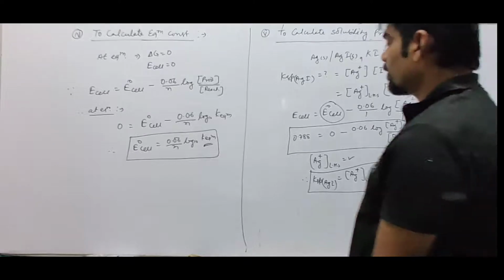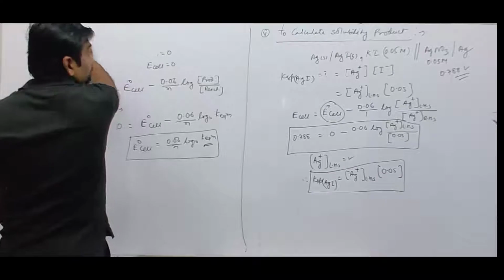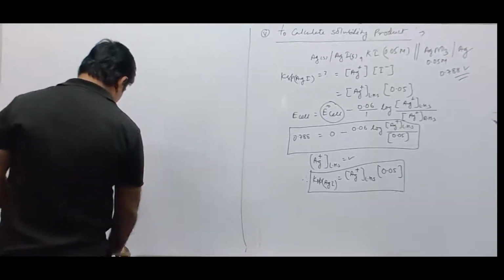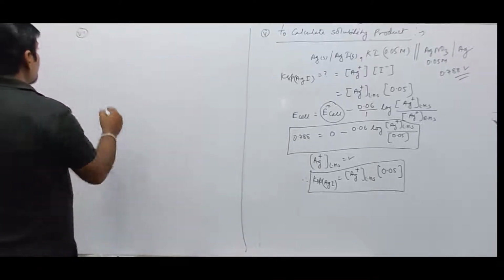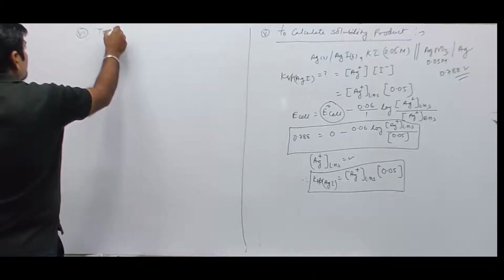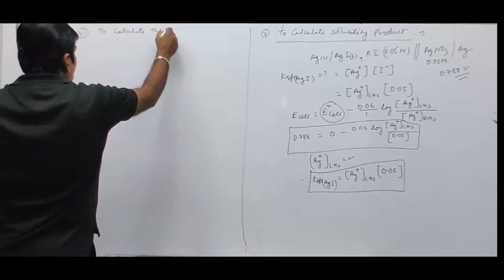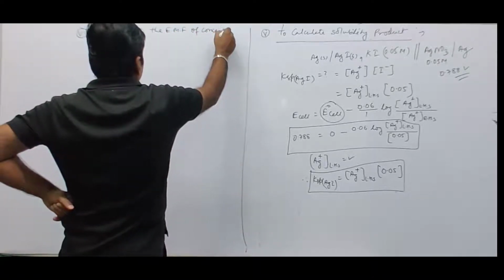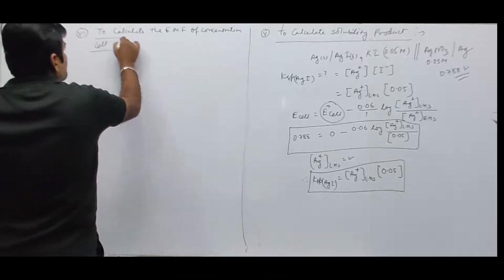Now, next, this is the sixth one. Next one is to calculate the EMF of a concentration cell.